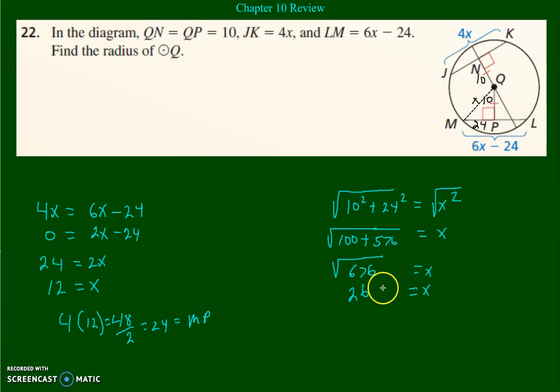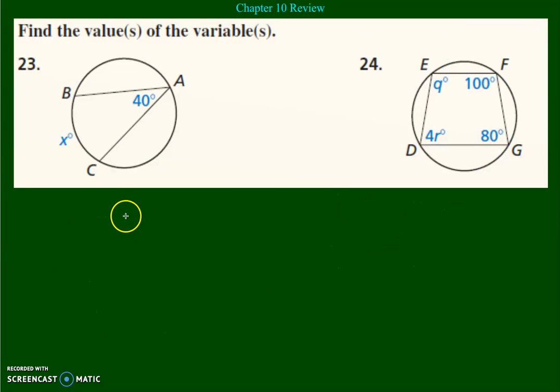Okay, let's move on to problem 23. In problem 23, we're dealing with an inscribed angle. An inscribed angle is an angle whose vertex is on the circle and whose sides are chords. And the theorem states that the measure of an inscribed angle is 1/2 its intercepted arc, and since this is 1/2 this must be twice that. So that means that in 23 here, x equals 80 degrees, because this is half that.